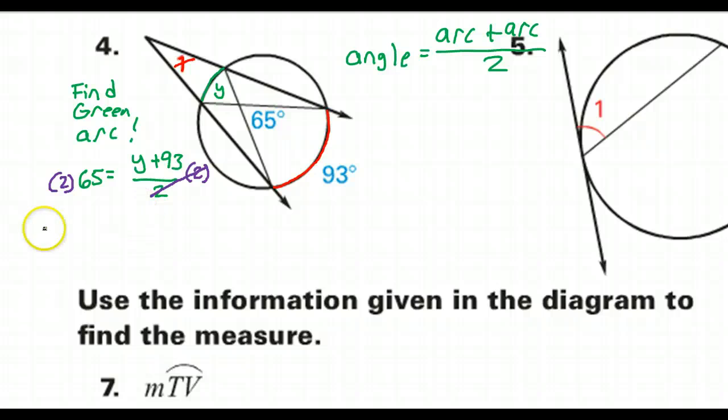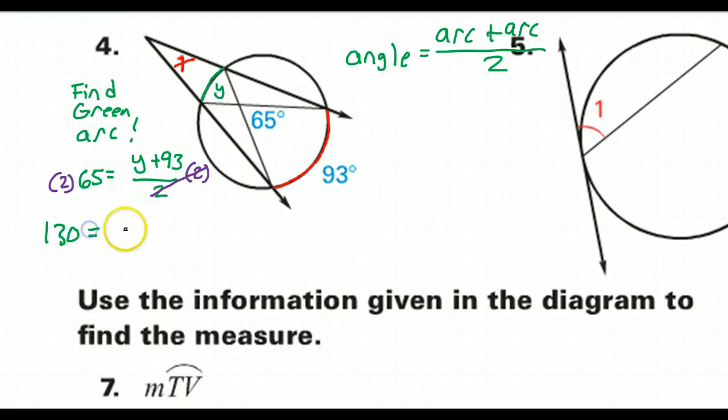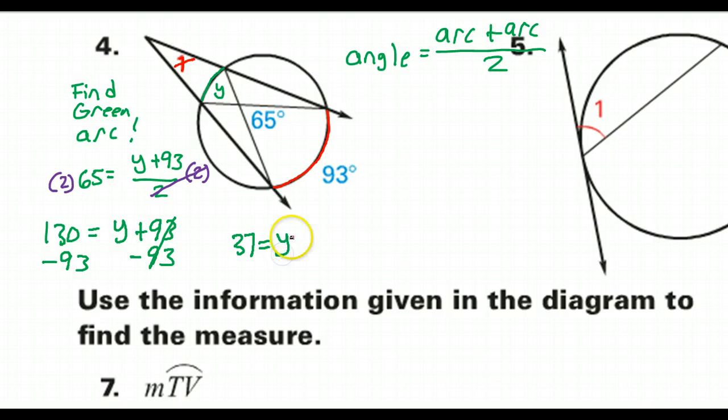So this is going to give me 130 over here. So I'm going to have 130 is equal to y plus 93. Then I'm going to subtract 93 from both sides. Okay, so that's going to give me 37. So y equals 37. That is the green arc up there. Can I squeeze that in there? So this green arc is 37 degrees.